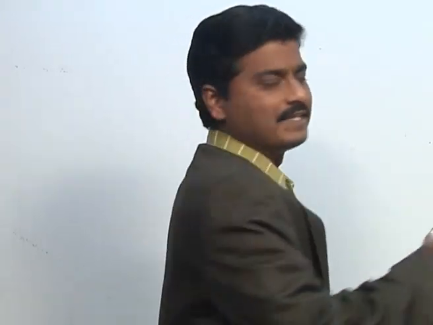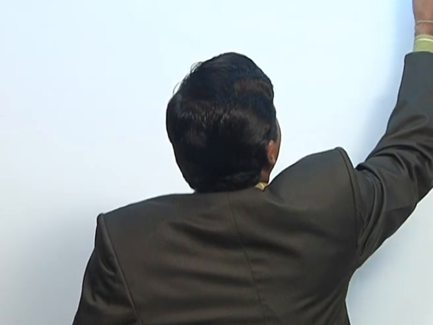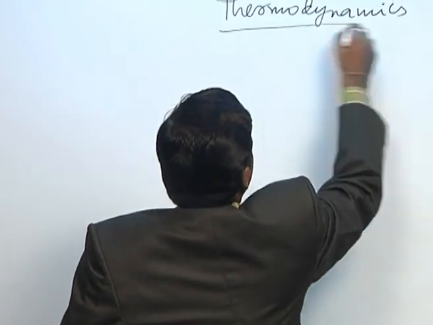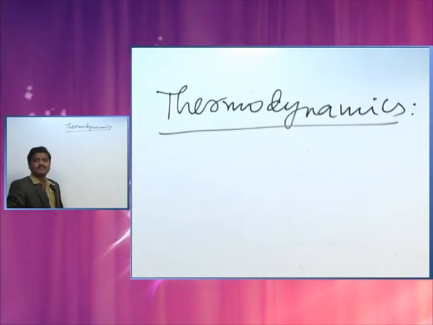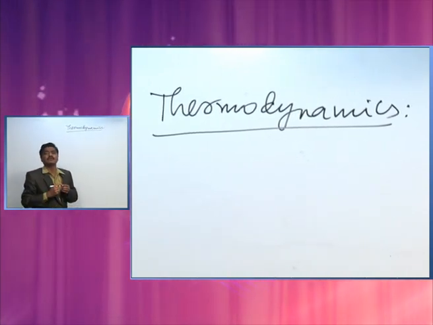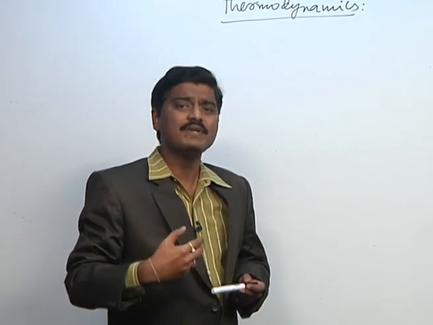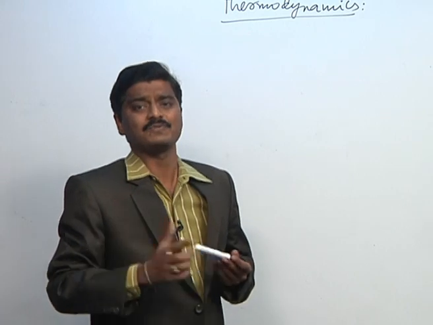Today our discussion topic is thermodynamics. See, in the branch of thermodynamics, how the heat can be transferred from the system to the surroundings. So here we are going to discuss the systems first. There are three systems: one is open system, closed system and isolated system.